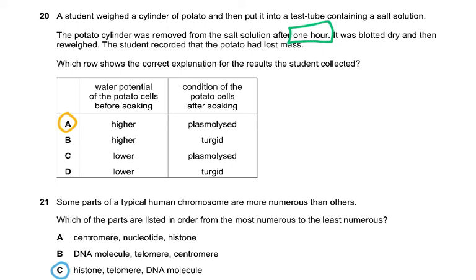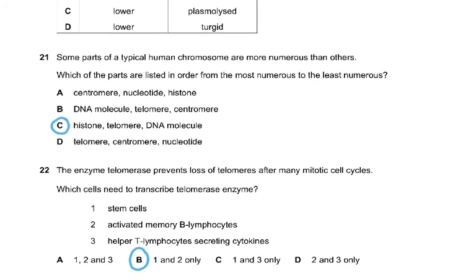You see, the water potential of the potato cell before soaking was higher. So the condition of the potato cell after soaking was plasmolysed because it had lost the water. So it had become less turgid, or plasmolysed means it had become flaccid, or softer, or it had lost its stiffness. Then we come on to question 21.